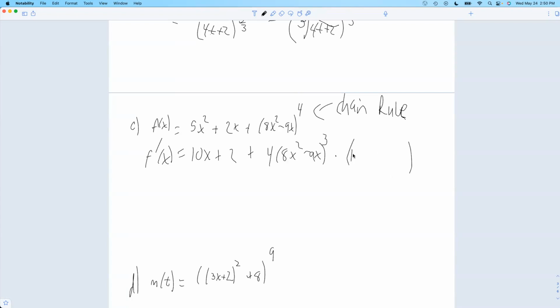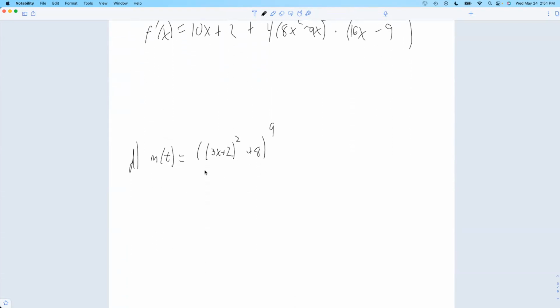So what do we get here? 2 times 8 would be 16x to the 1st, minus the derivative of 9x is just 9. And maybe this cleans up some, maybe it doesn't. It really doesn't clean up much.